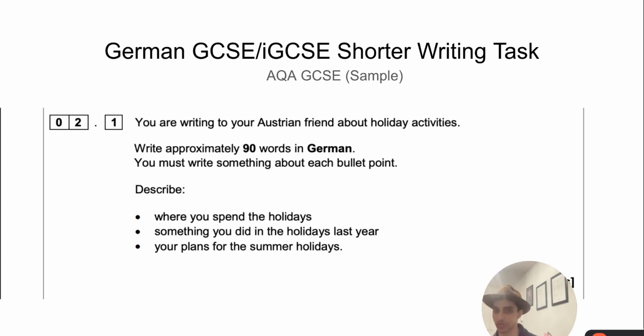Of course, the word count is really important, and that should be indicated very clearly within the question too. And make sure to pay attention to the details. For example, it says here that you're writing to your Austrian friend about holiday activities. Therefore, if you are asked to write a letter or an email, you must make sure to address it to somebody and to set it out a little bit like an email or a letter, just with a greeting and a way of signing off at the end.